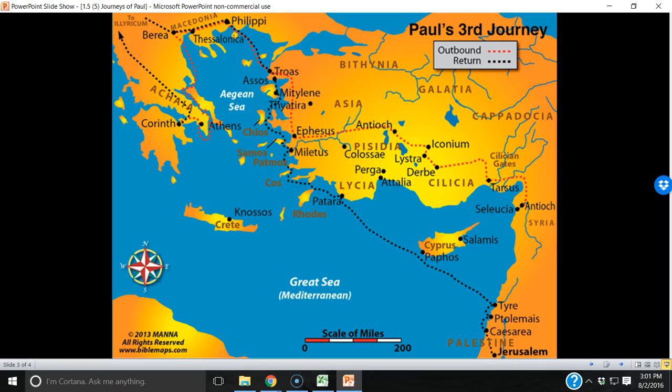Make sure you got those lines on your map nice and neat. We'll use those when we watch the video, and those are some of the highlights from the 3 missionary journeys.